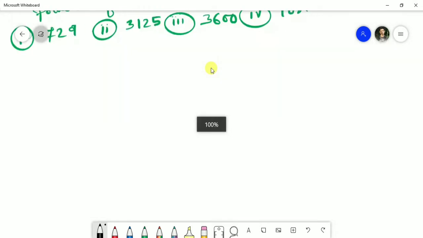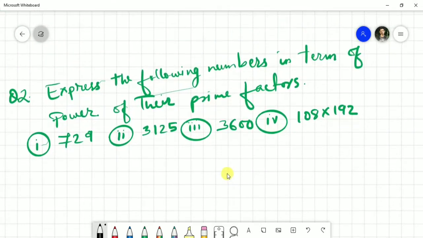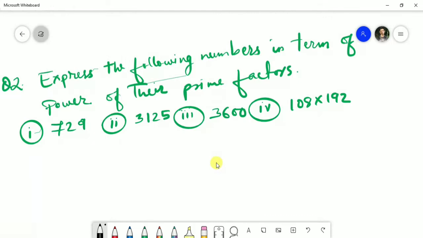Okay, this is our question. Express the following number in terms of power of their prime factor.